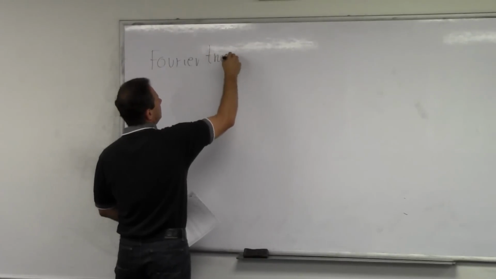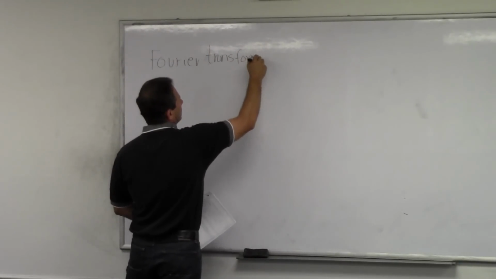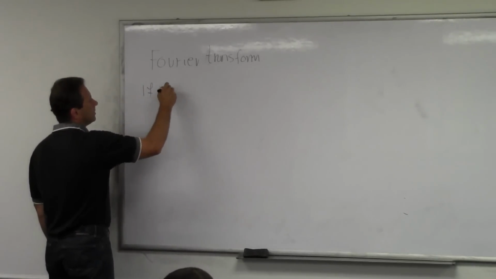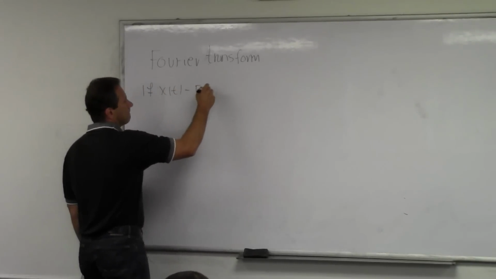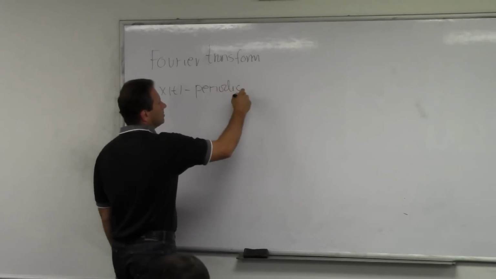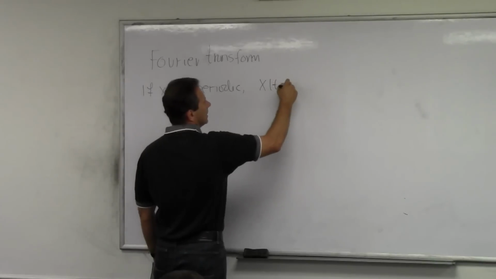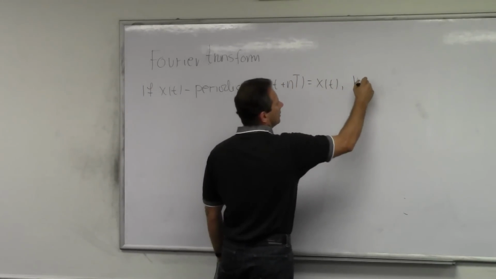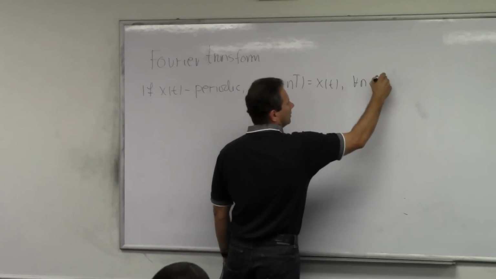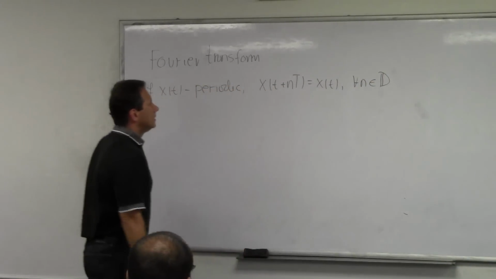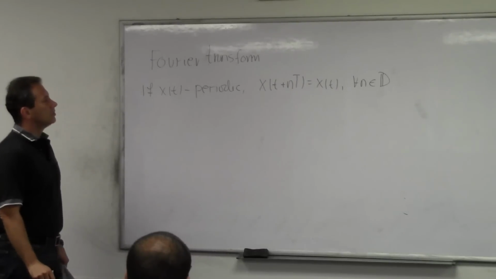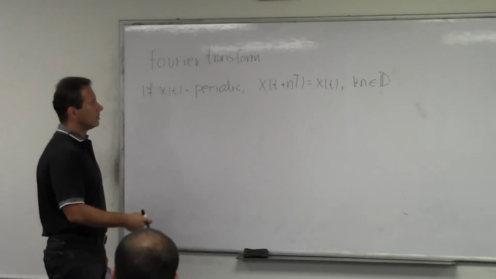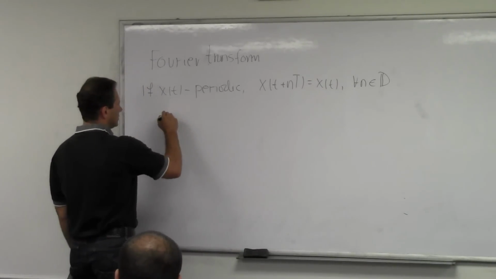So let's start with what we reviewed last time. This is what we said. If x of t is periodic, which means that x of t plus nT is always equal to x of t for every n that is an integer, then x of t can be decomposed into a Fourier series. We have 3 forms for this series. The one I'm going to use today is the complex form.